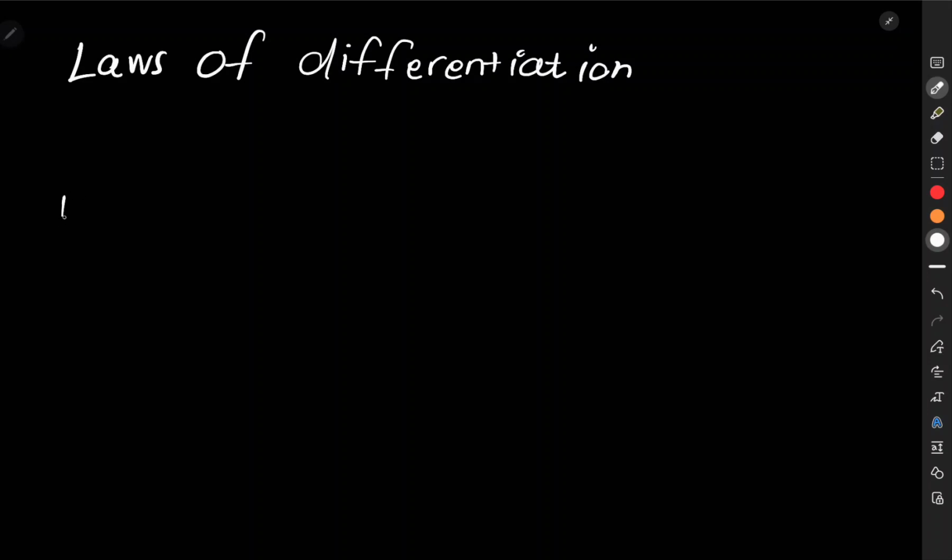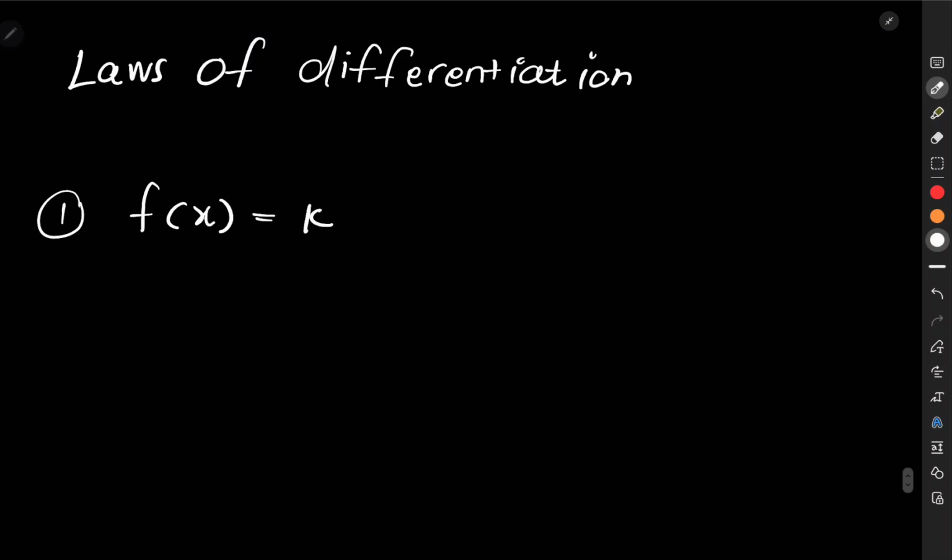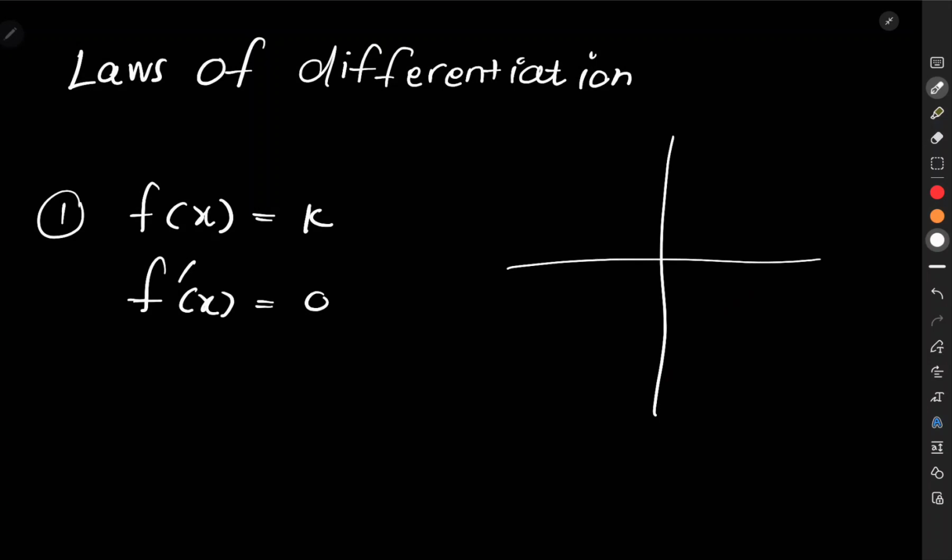So the first law is that if we're given f of x equal to a constant value, which we'll represent as k, and we differentiate, then the derivative of that value will be 0. To further explain that, remember, what we're doing with a derivative is trying to find the gradient of a certain graph at a point.